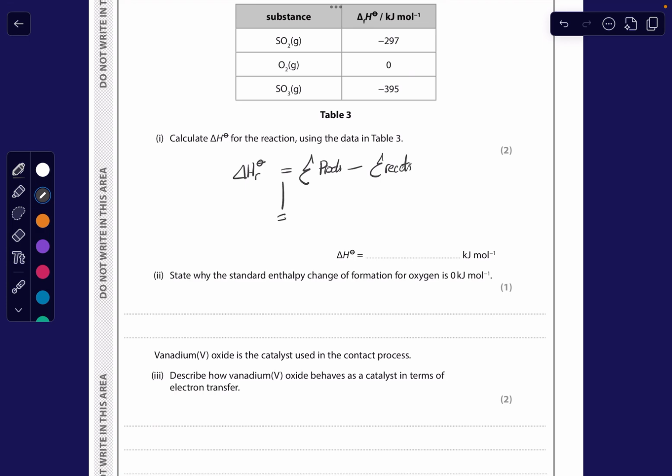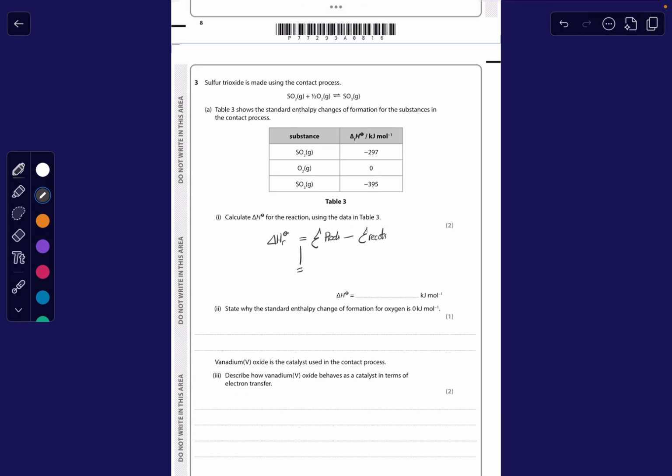Quite a handful of us got this. I'm not too worried. So when we sum up the products, SO3 is our product. This is our SO3, and this is the enthalpy of SO3. So I'm going to write in negative 395. I'm going to subtract the enthalpy of my reactants. My reactants there is SO2. I've got an SO2 here, and the value for SO2 there is negative 297.